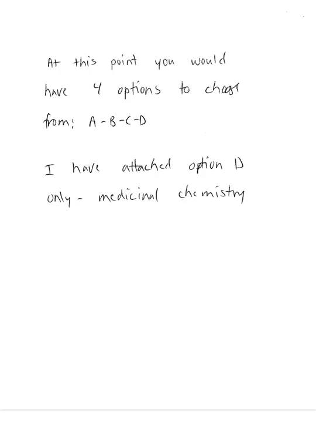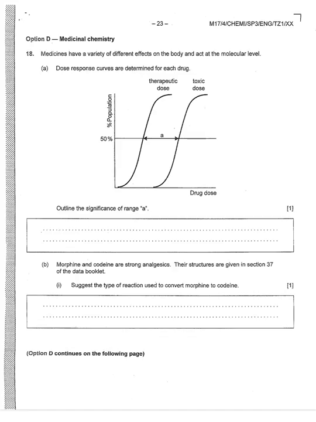And then at this point, you would have 4 options to choose from, A, B, C, and D. And I'm going to go through option D since that's the option we studied in my classes. So option D, medicinal chemistry. First question gives you this graph. You see it's therapeutic dose and toxic dose, and they're referring to A here, which you can refer to as the therapeutic index or the therapeutic window.